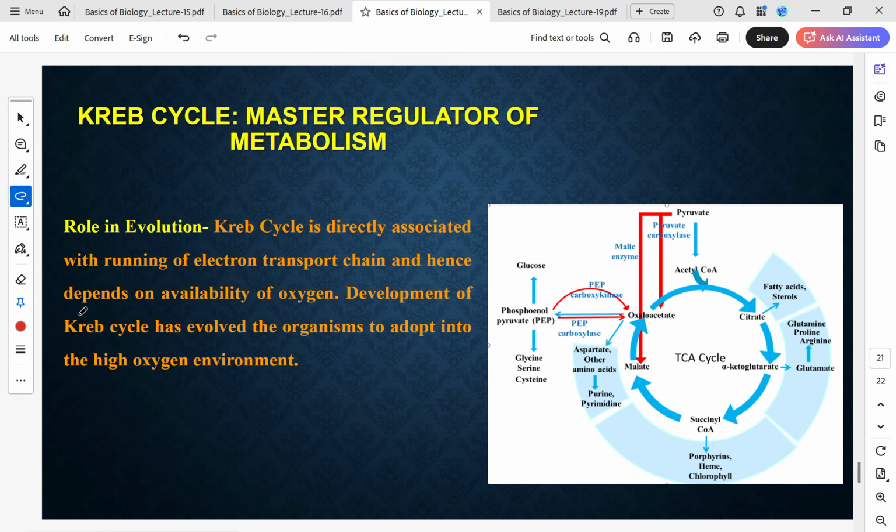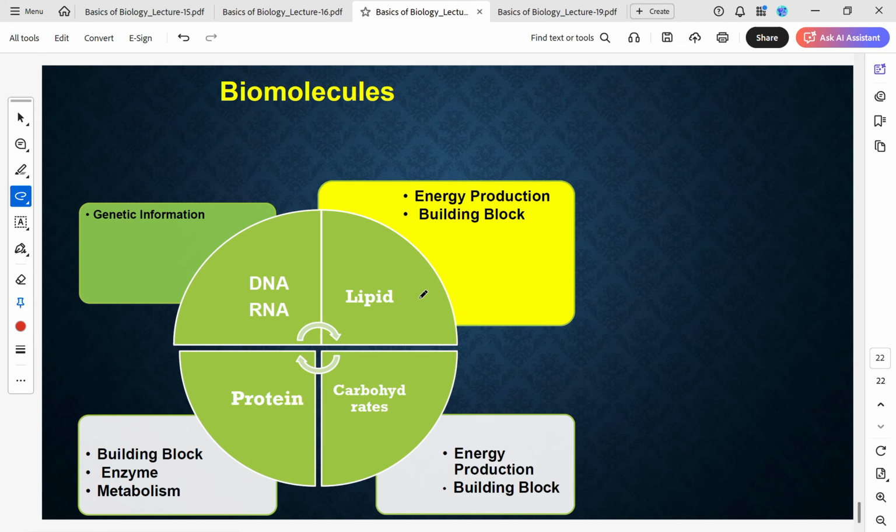Krebs cycle is directly associated with the running of electron transport chain and hence depends on availability of oxygen. Therefore, Krebs cycle is evolved in organisms which live in a high oxygen environment. Okay, so we have reached the end for carbohydrates.